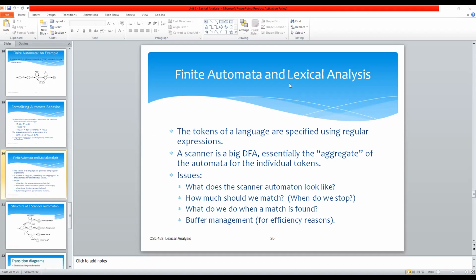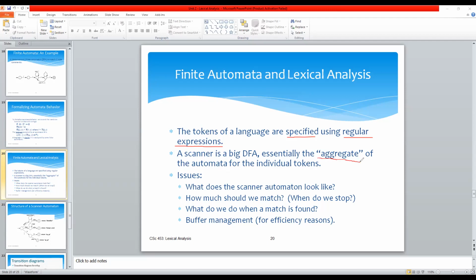Here the tokens of the language are specified using regular expressions. We have already discussed that specification is always done with a regular expression. The scanner is a big DFA, essentially the aggregate of the automata for individual tokens. In yesterday's example, we saw the relational operators. We considered all the relational operators with one finite automata only: less than, greater than, and equal to. All three cases we observed using the single finite automata, and it is mentioned here that you have to aggregate.